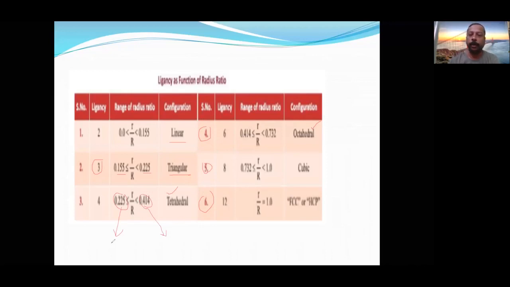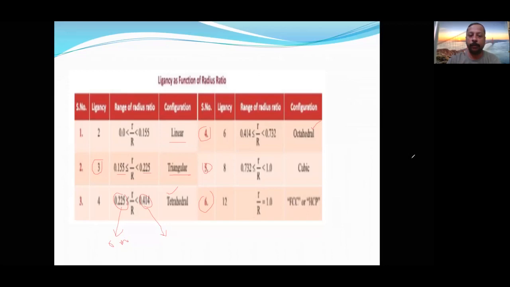So 0.225 you will use when the radius of small r is minimum. What is minimum? When small r is minimum, then you will use 0.225. And when small r is maximum, then you will use 0.414. When small r is minimum, 0.225. When small r is maximum, 0.414.